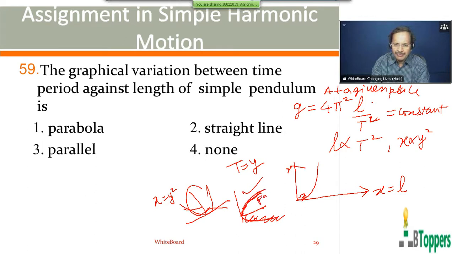It will be a parabola. You get this graph for y proportional to x square. But here, you get this graph in case you take time period along the x-axis and length along the y-axis. In that case, you get the graph this way. But anyhow, it will be a parabola. So the first option is the answer.